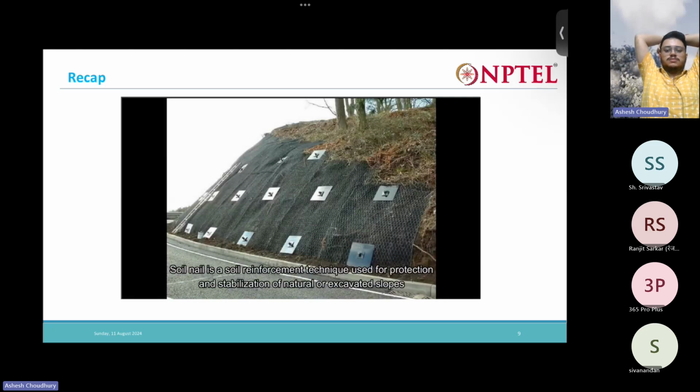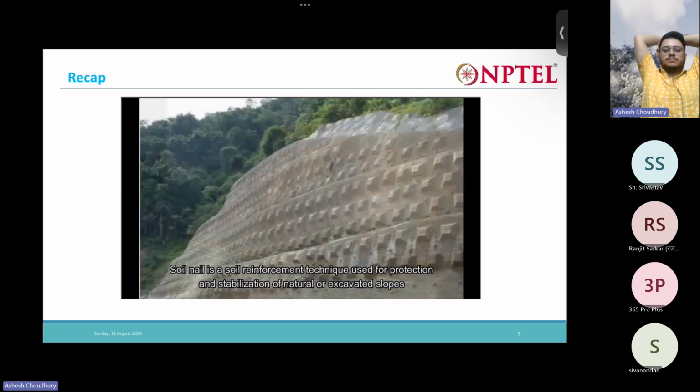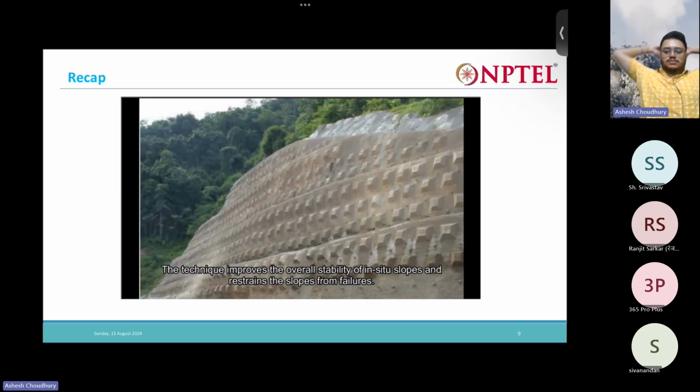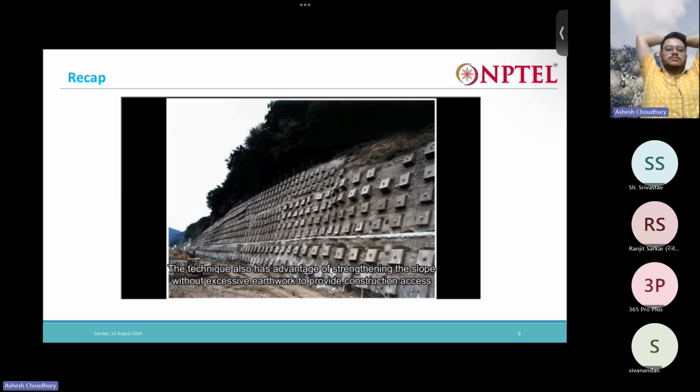Soil nail is a soil reinforcement technique used for protection and stabilization of natural or excavated slopes. The technique improves the overall stability of in-situ slopes and restrains the slopes from failure. The technique also has the advantage of strengthening the slope without excavating earthwork to provide construction access and working space, either for permanent or temporary purposes.